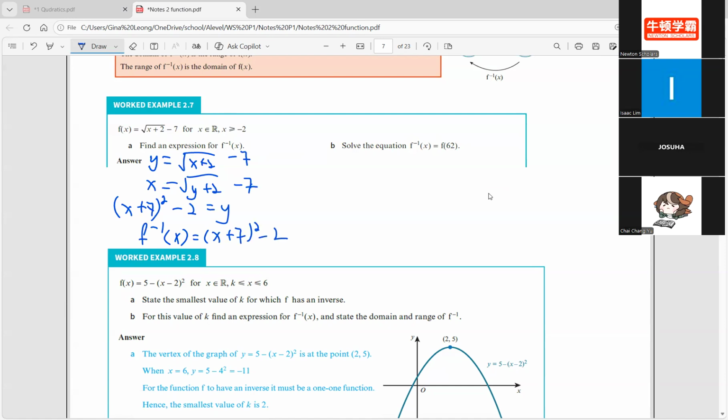After that he asks you to solve this one. So you just put here x plus 7 square minus 2 equal to square root 62 plus 2 minus 7. So we try to simplify. This one you will get 1. And move the 2 here, plus 2. Then the square is actually the square root. Then the 7 you move here, -7. I will get square root 3 minus 7.